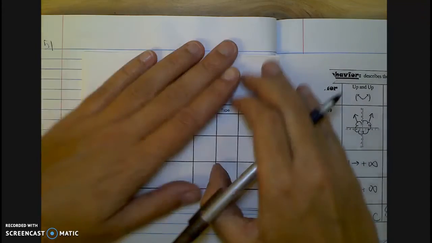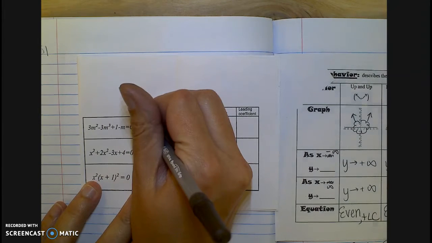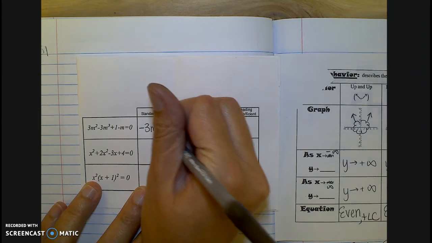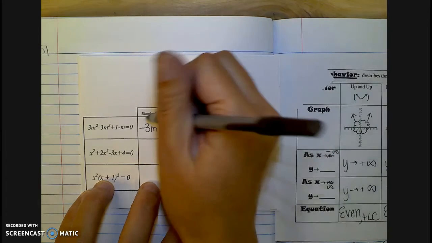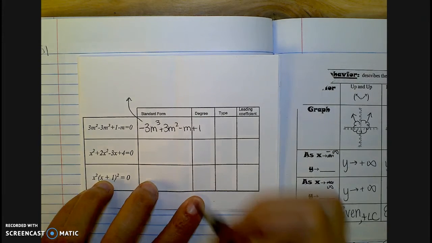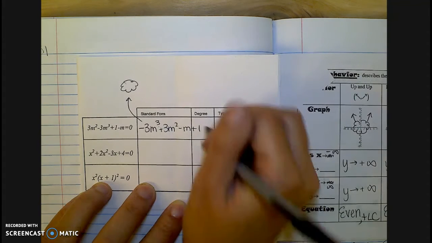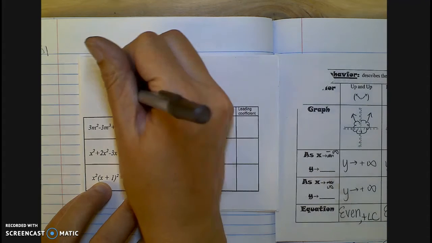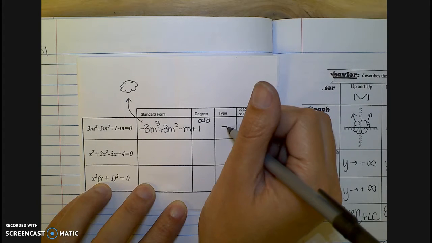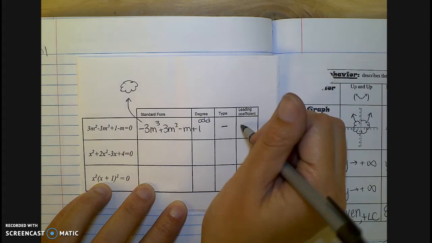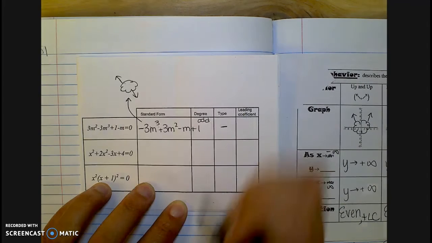The reason I wanted to do all those first is because now I want to look at this guy in standard form. So I would rewrite it as negative 3m to the third plus 3m squared minus m plus 1. And we could name it and do all of that, but I really want to think about the end behavior. So I draw my cloud. The degree is odd, so more like a line. It is negative, so that's the type, which I guess is also the leading coefficient. So it's more like a line, a negative sloping line, which goes like this.